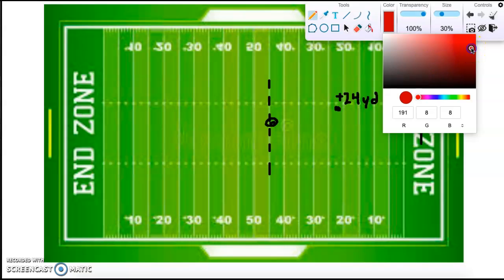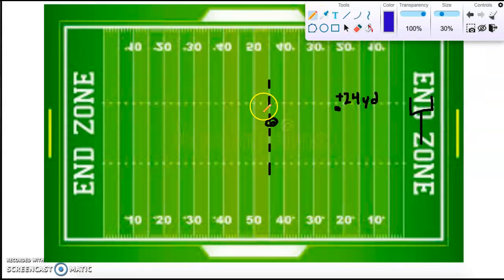Now, what would happen if the quarterback passes the ball off to the running back and he runs forward and he gets tackled right here on the line of scrimmage? Okay, what does that mean? It means there's no change. Okay, he did not go forward at all. He also did not go backwards at all. So that would be 0.